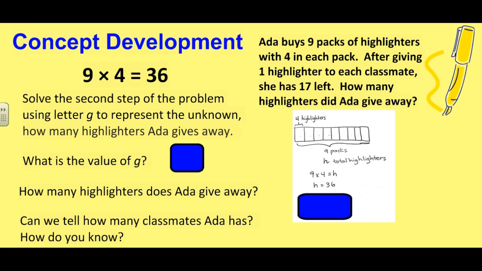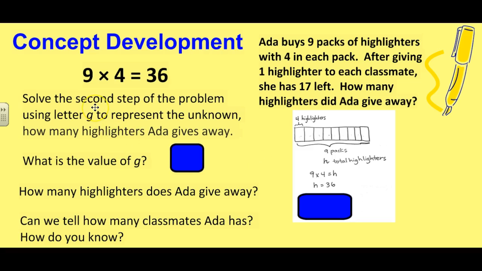So we're going to solve the second step. Right here you see the first step that we took to figure out how many highlighters we had in all. Now we're going to write another equation to help us find how many highlighters she gave away.